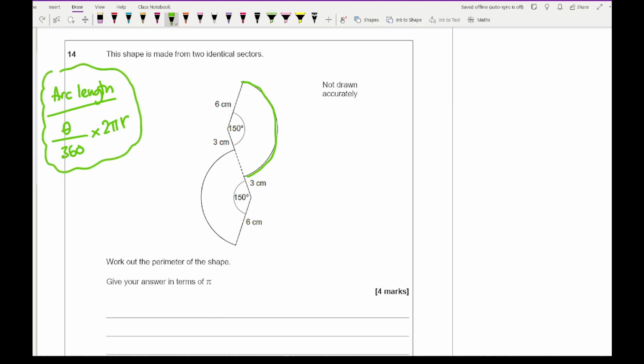So then working out this green length, what I've got is 150 over 360 multiplied by pi times the radius of that, which is 6. So it's going to be 6 times 2. Now if I type that all into my calculator, I get an answer of 5 pi.